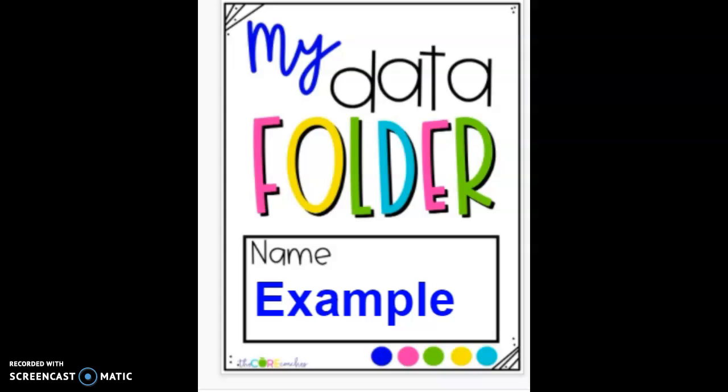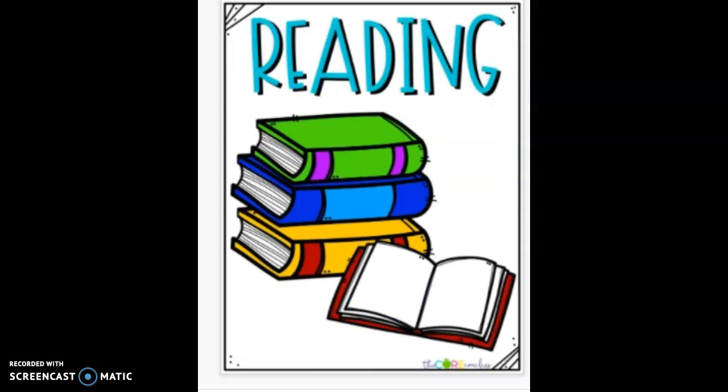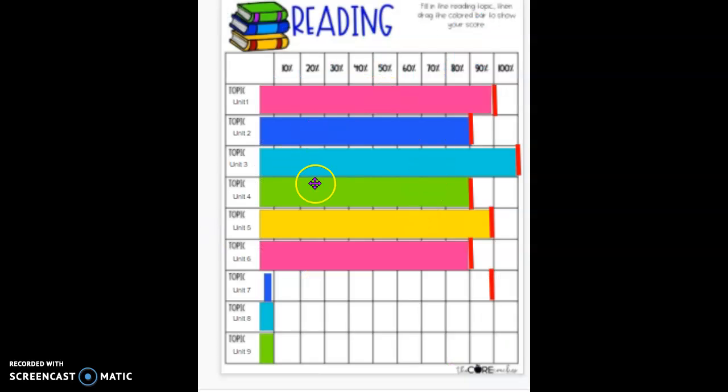So once you get here, you are going to go to Reading, and then you'll scroll down to this reading slide, okay? And then you'll go to Unit 7 right here. Click on the little bar and drag it all the way to the red line, okay?